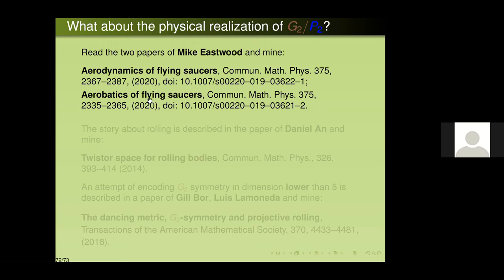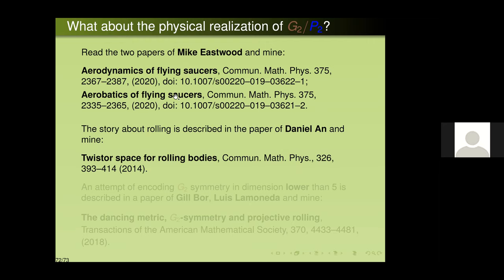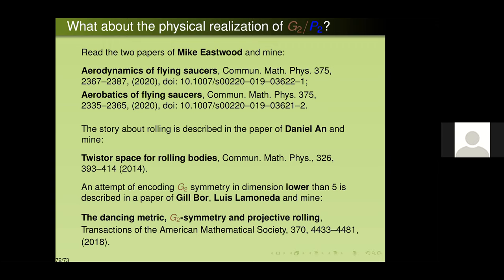It is described in these two papers, quite recent actually, papers of Mike and mine. The story about rolling, which I told you today, is described in my paper with Daniel Ahn. I also made an attempt with Gil to realize G2 in lower dimension than 5. My whole indoctrination today was that you cannot go lower than 5, but in a certain sense, you can do it. We wrote it in this paper with Gil and Luis Lamoneda. Thank you very much.